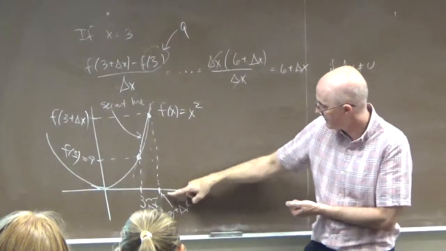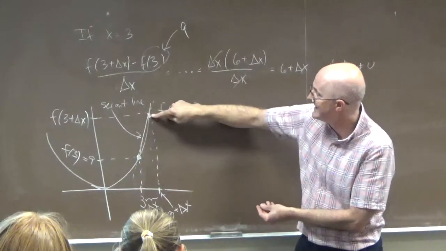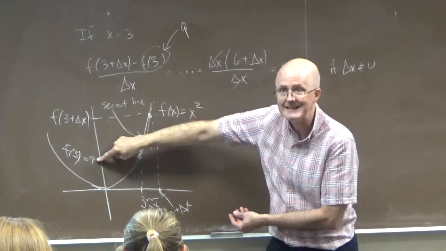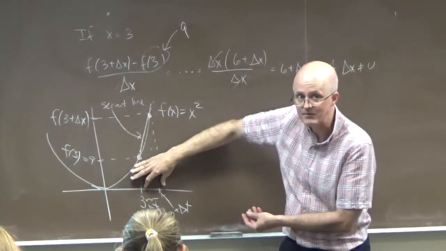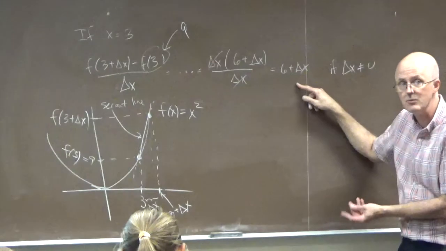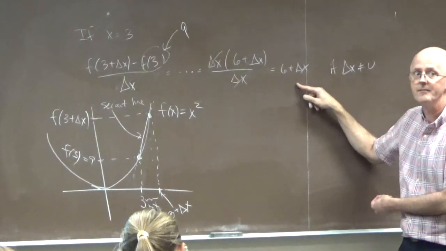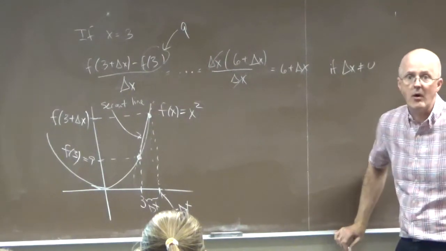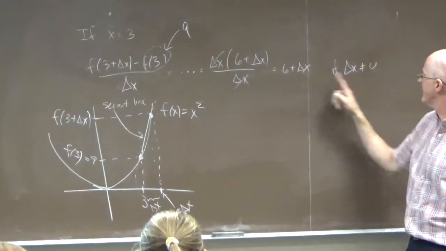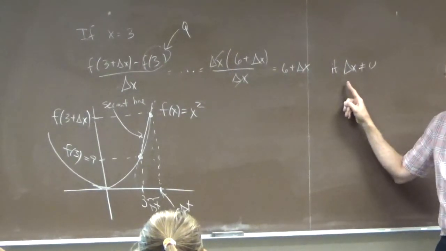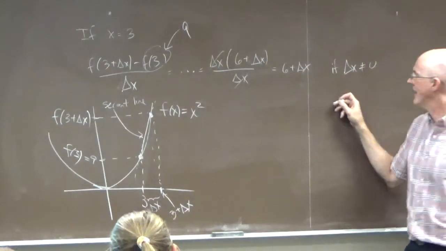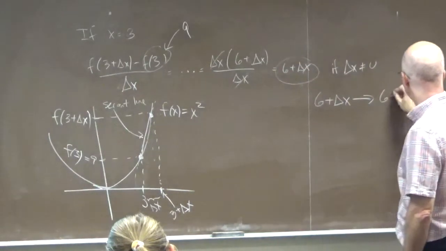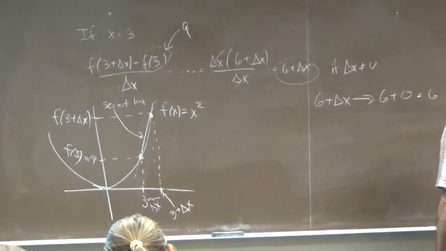Well, if delta x is 1, then this number is going to be 4. And this number is going to be 16, 4 squared. 16 minus 9 is 7. Divided by 1, rise over run would be 7. This would be 7 when delta x is 1. But now I say, I want to let delta x go to 0, even though these are only equal when delta x is non-zero. And if I let delta x go to 0 here for this thing, it goes to 6 plus 0. 6 as delta x goes to 0.